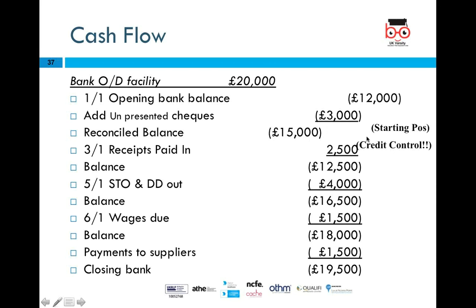So if you have a bank balance of 15,000, you need to check whether it's credit control and what's the position of the bank overdraft facility at that moment. So receipt paid in 2,500 and then balance 12,500, and that's the negative figure. So you can see that these are the negative figures, and the closing balance is 90,500, whereas our bank overdraft facility is 20,000. So that should be the check and balance.